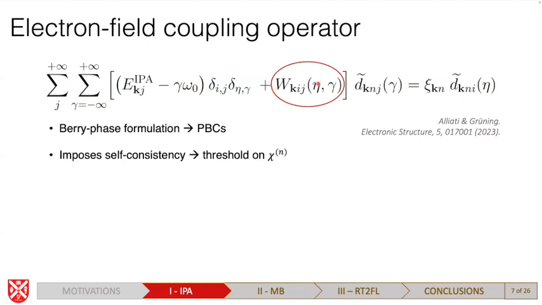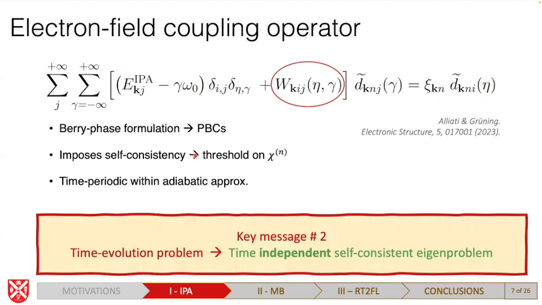Then this will depend on the solution of the eigenproblem, so it imposes the requirement for a self-consistent solution of this eigenproblem, which we will check on a threshold imposed on the susceptibilities we extract. And finally, just to mention, this remains time periodic as long as we use the adiabatic approximation. Okay. So with this, we get to the second key message of the talk, that is, by using Floquet theory, we were able to reformulate the time-dependent problem into a time-independent, self-consistent eigenproblem.